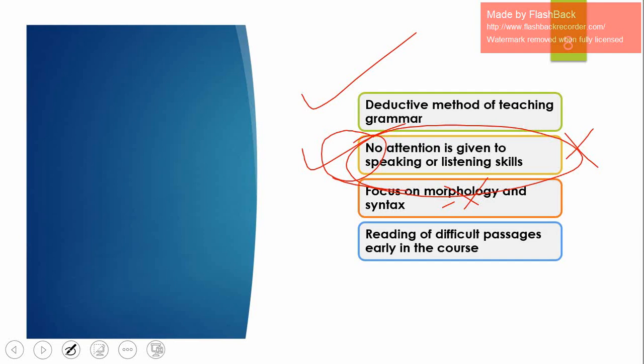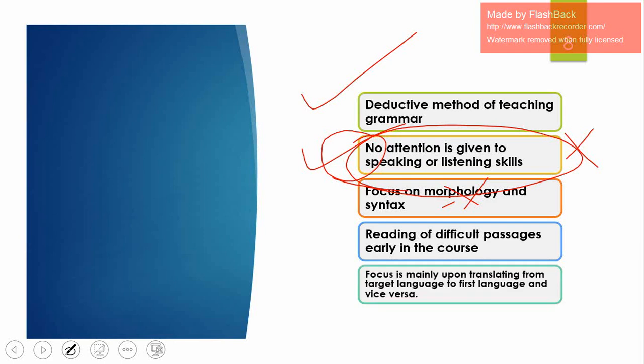Reading of difficult passages early in the course. In this method, students are provided difficult passages at the very early stage, at the very beginning, which is sometimes very frustrating for the students. Focus is mainly upon translating from the target language to the first language and vice versa.